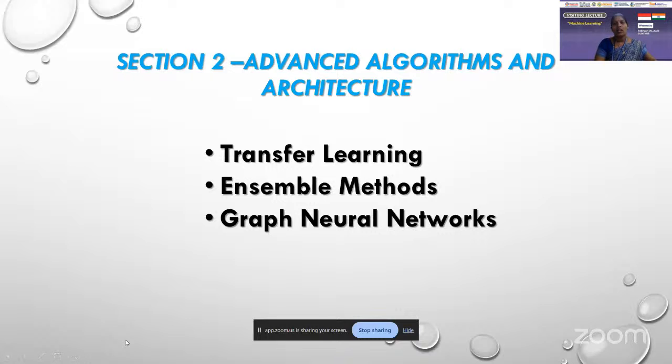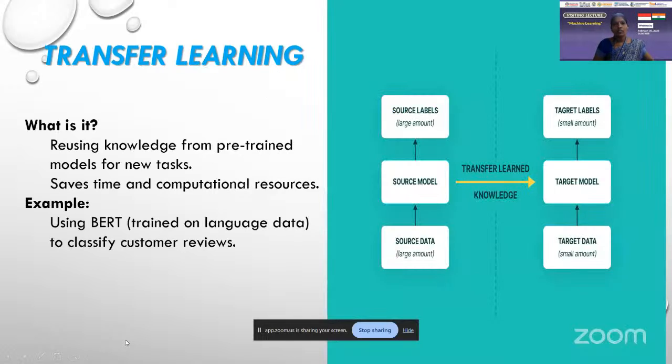Then what are the advanced algorithms and architectures available? As I said previously, the basic level of ML includes several algorithms, such as classification and regression algorithms. When you take the advanced algorithm level, here come transfer learning, ensemble methods, as well as graph neural networks. What do we mean by the term transfer learning? Transfer learning is that we reuse the knowledge from a pre-trained model for new tasks. We are not going to deploy a new model. Instead, a pre-trained model which has good knowledge of the training sets can be reused.